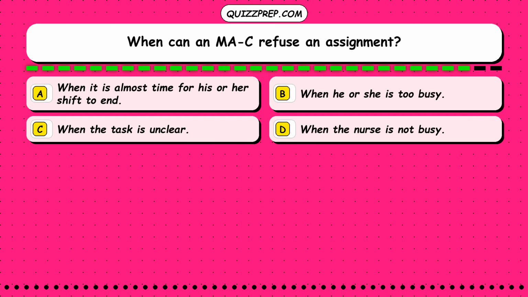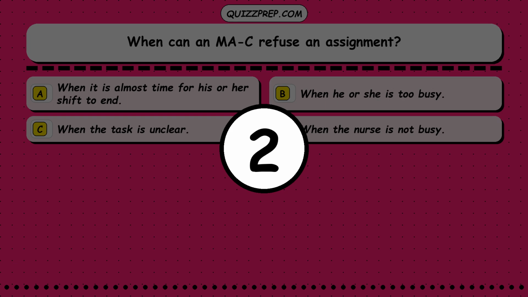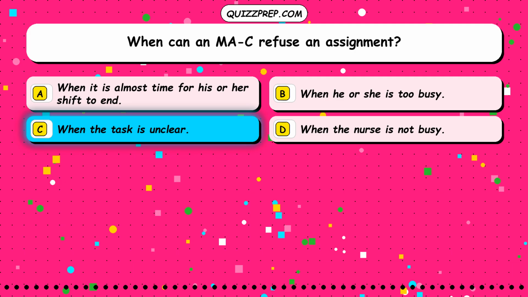Question 272. When can a MASI refuse an assignment? Option A, when it is almost time for his or her shift to end. Option B, when he or she is too busy. Option C, when the task is unclear. Option D, when the nurse is not busy. The correct answer is option C, when the task is unclear.